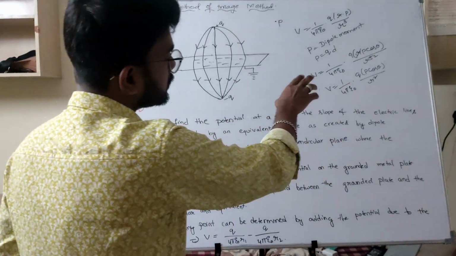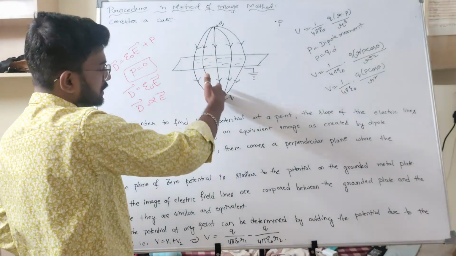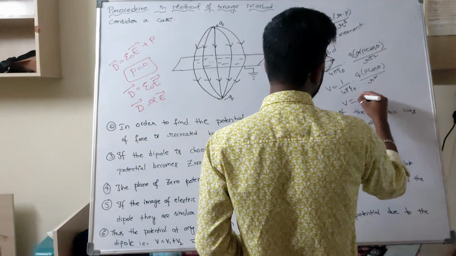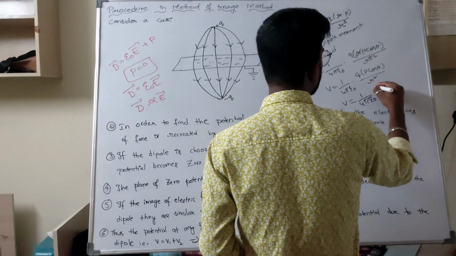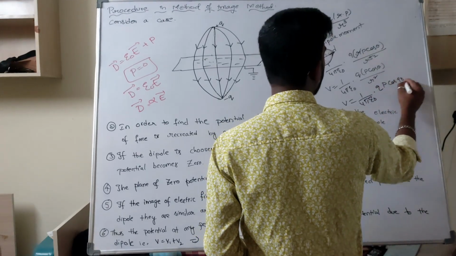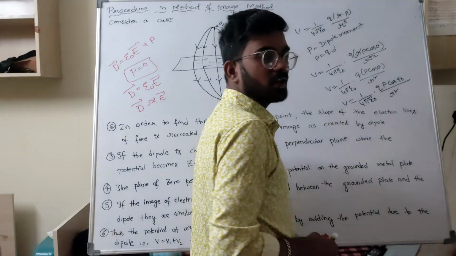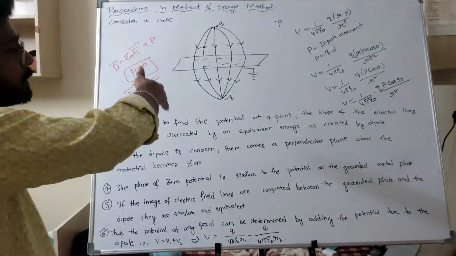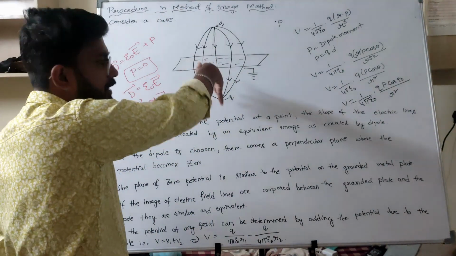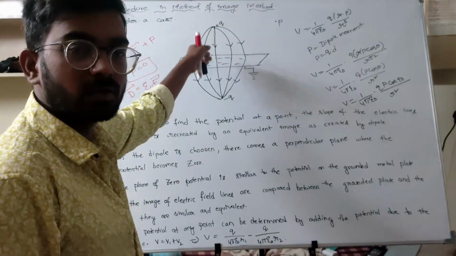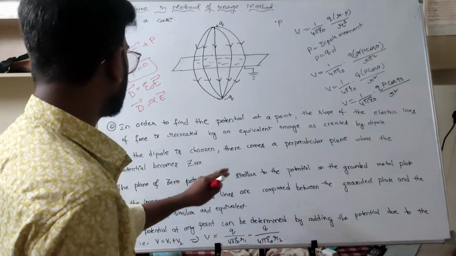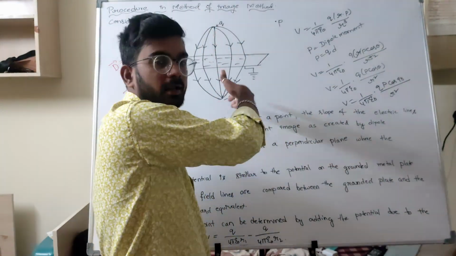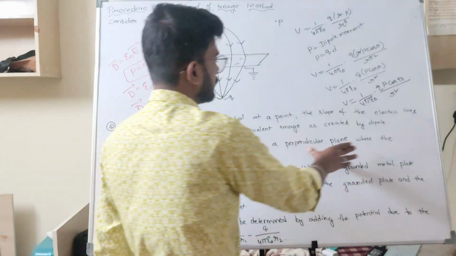So here, what is cos theta if it is aligned at 90 degrees to the conducting surface? If it is 90 degrees, then what is the potential? 1 by 4 pi epsilon naught, P cos 90 by R square. Correct? So cos 90 is 0. So finally you will get the potential V is 0. It creates a perpendicular surface, like an equatorial plane, which has potential equal to 0. That is the meaning of the statement: if the dipole is chosen, there comes a perpendicular plane. This is considered as an equatorial plane between the conducting surface, where the potential is 0.